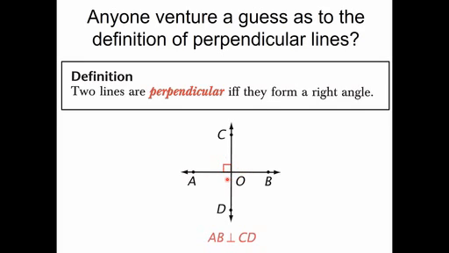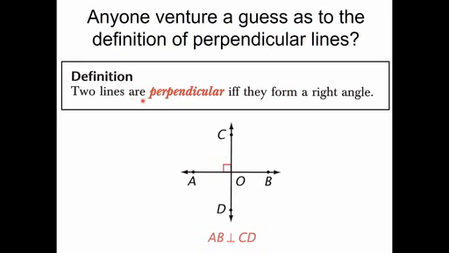Now we're going to have a theorem that pretty obviously there will be four right angles there when lines are perpendicular. But if we were to just take this and this, it wouldn't form four right angles, it would form one right angle. So our definition is two lines are perpendicular if and only if they form a right angle. Keep that in mind when you're memorizing this definition.